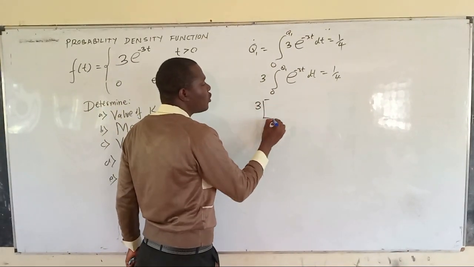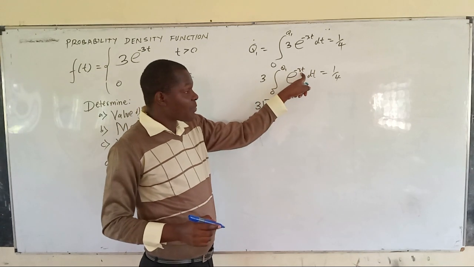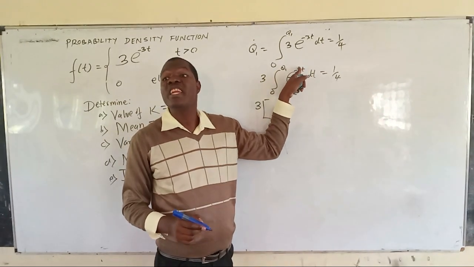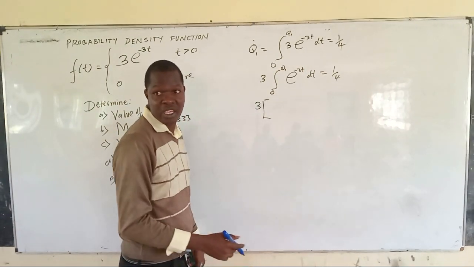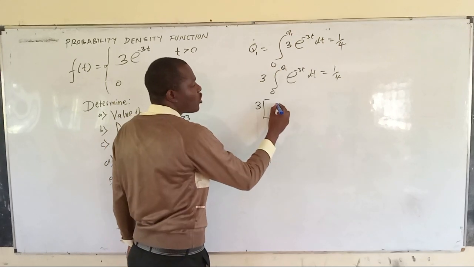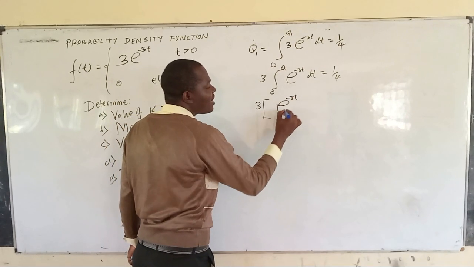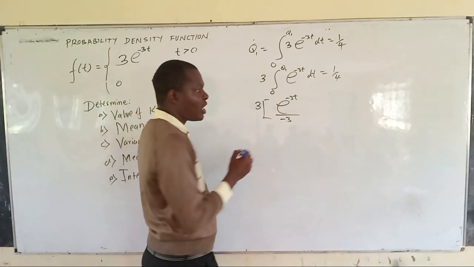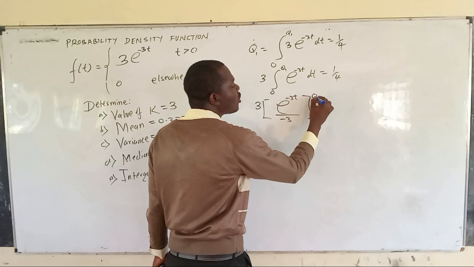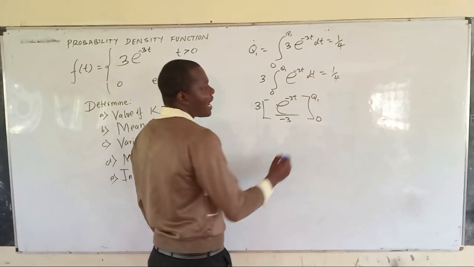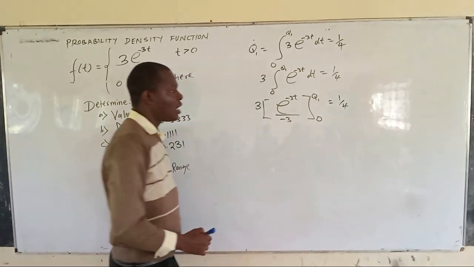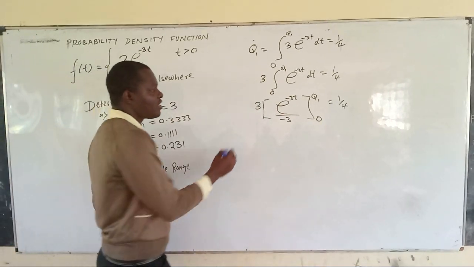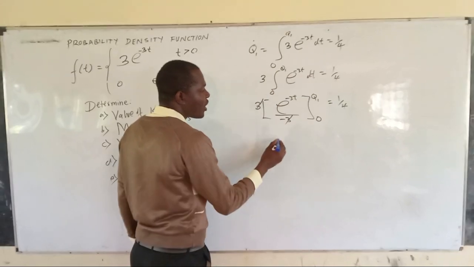We have 3 into... you must check if the derivative of the inner function is a constant. If you differentiate negative 3t, you get negative 3, meaning algebraic substitution is working. So integrating exponential negative 3t, it remains the way it is, then you divide by that constant of the inner function. Then you put the limits from 0 to the lower quartile, and it is equal to a quarter. So you can see 3 goes with 3, so here we remain with what?